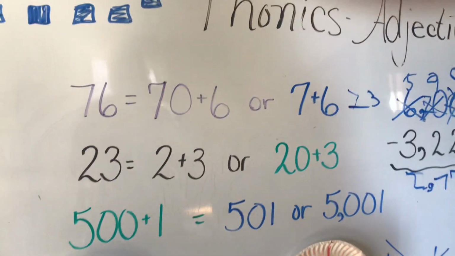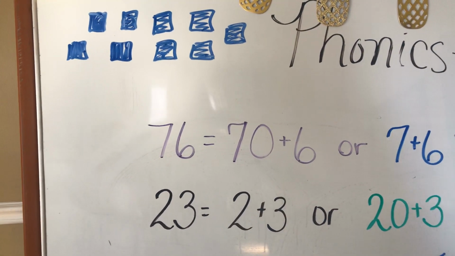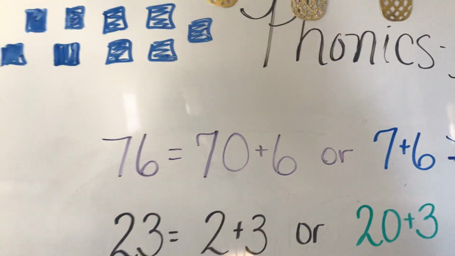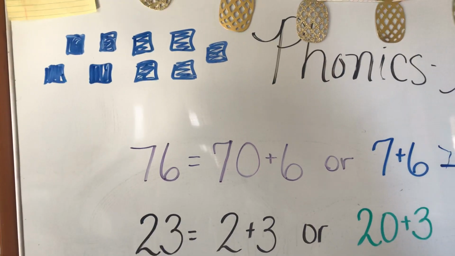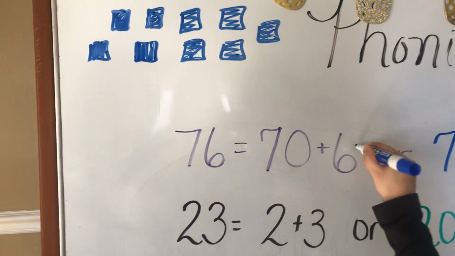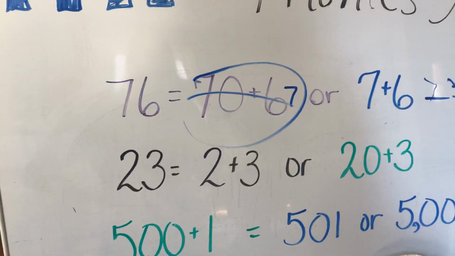No, so it would not be 7 plus 6. What is 70 and add 6 more? 71, 72, 73, 74, 75, 76. So 70 plus 6, we would circle it. That is our answer. Now look at the next one.